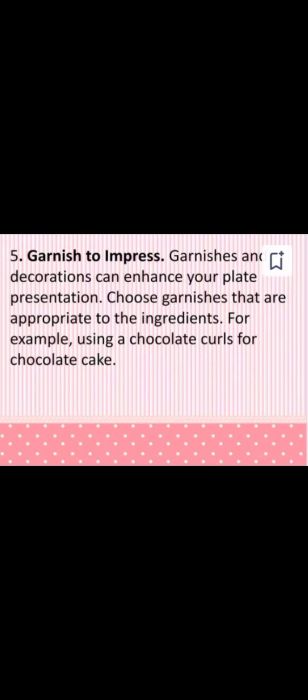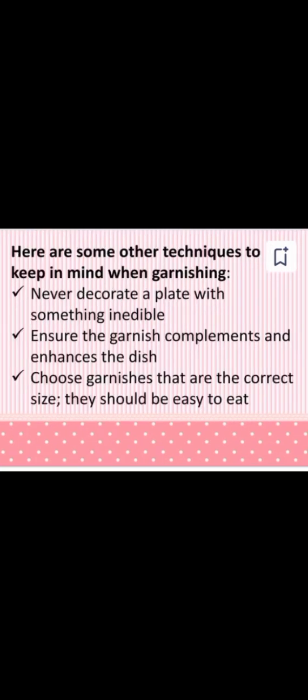Choose garnishes that go well with the food you're serving. For example, if you're serving chocolate cake, you might add chocolate curls on the top to make it look extra fancy. Just like how sprinkles make ice cream look more fun, garnishes make your food look more impressive. So here are some other techniques to keep in mind when garnishing.